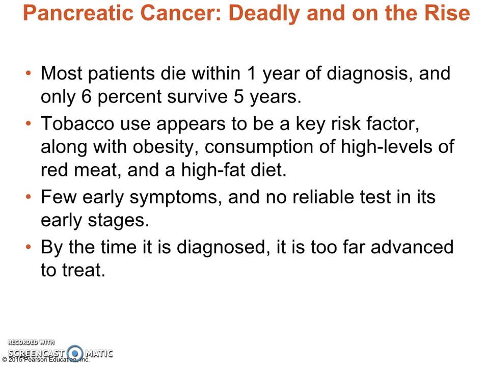The number one risk factor appears to be the use of tobacco products, particularly smoking cigarettes, along with obesity, and then a diet that has high levels of red meat and high fat. One of the reasons it is so deadly is because it's really hard to catch in the early stages, mainly because there's really not a lot of symptoms, and also because there is a very poor screening for this. So by the time there are symptoms and by the time it is checked, it is usually so far advanced that it's hard to treat.